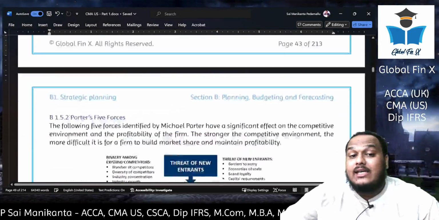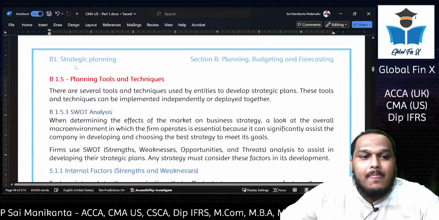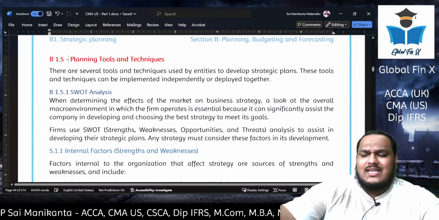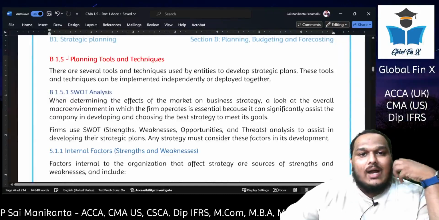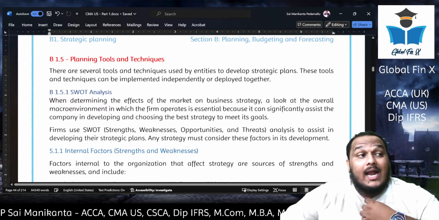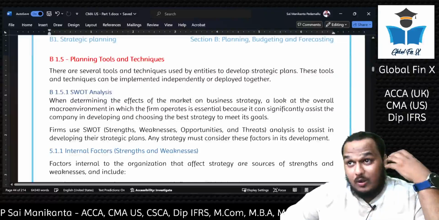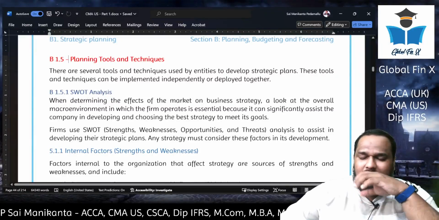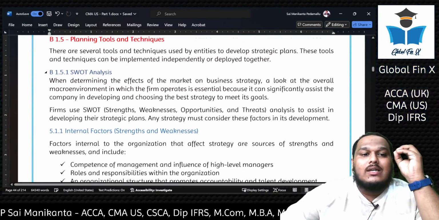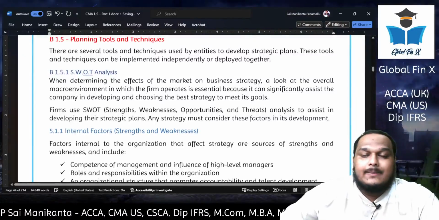Internal does not mean within the company. We are talking about analyzing our company's position. To analyze any particular position, our company, or even an individual, we want to understand what we are good at and what we are not good at, where we are lagging, and then what opportunities are available in the market and what threats we are going to face in the market. That is called a SWOT analysis: strength, weakness, opportunity, and threat.